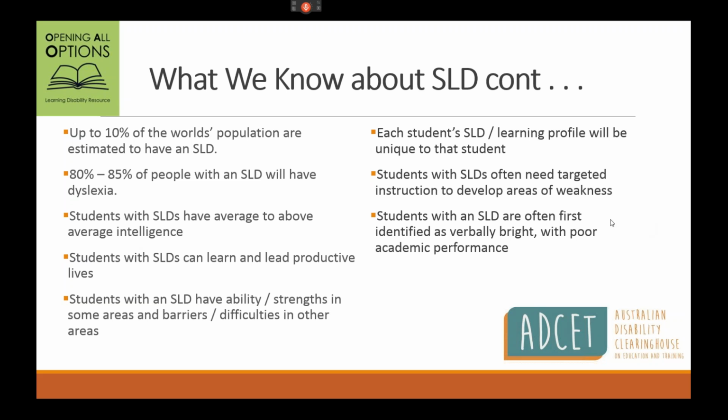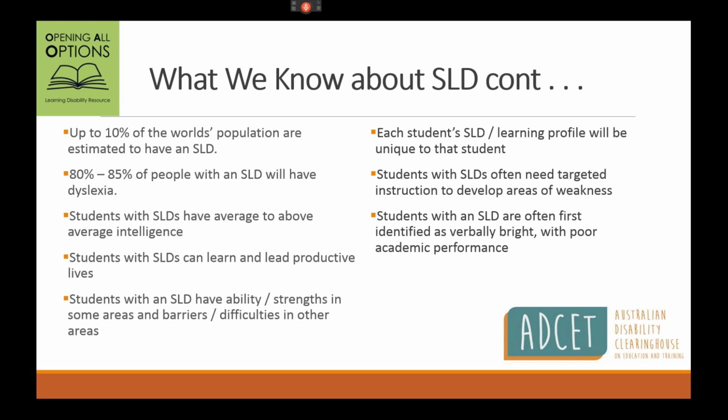I guess the key point in there is that people with SLD have a range of abilities as well as a range of difficulties in the area of academic learning. And the key for us is to harness abilities to build strengths to overcome those barriers in the academic environment. And that's what this whole Opening All Options resource has been designed to do, to support disability practitioners.